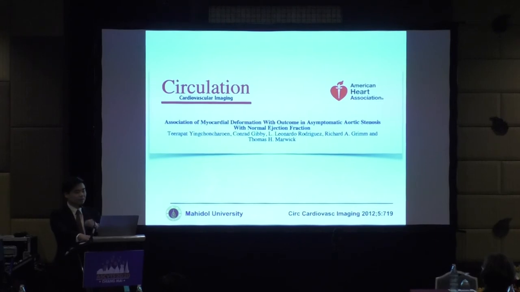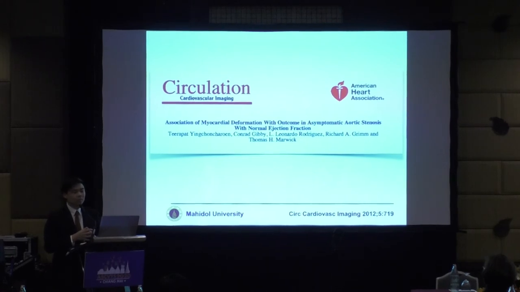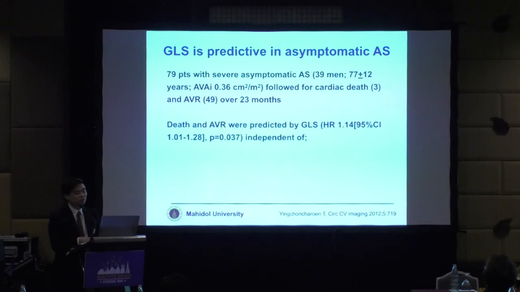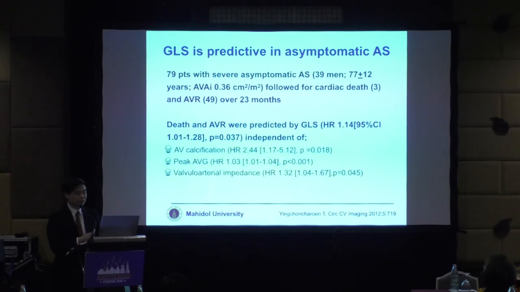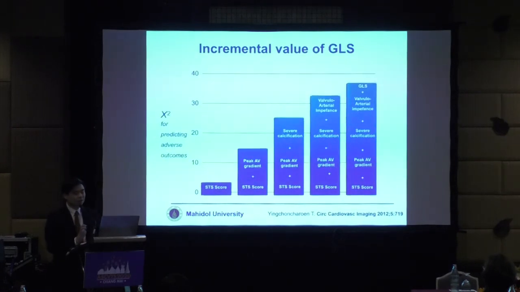Our group at the Cleveland Clinic looked at strain imaging in patients who had asymptomatic aortic stenosis with normal ejection fraction. We would like to predict the outcome of patients who have no symptoms and preserved ejection fraction. We put in the aortic valve calcification, the peak aortic valve gradient, valvulo-arterial impedance, and global longitudinal strain to predict death and AVR, as well as the STS score. And we found that the addition of global longitudinal strain on top of valvulo-arterial impedance plus severe calcification, peak AV gradient, and STS score has the most predictive value, and that is incremental to the prior model.